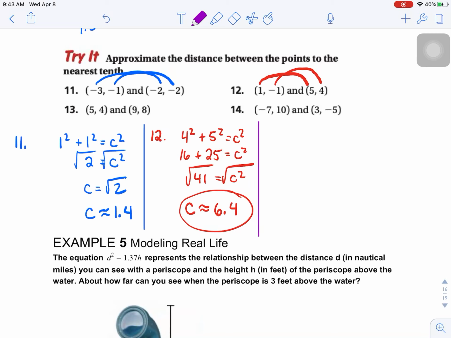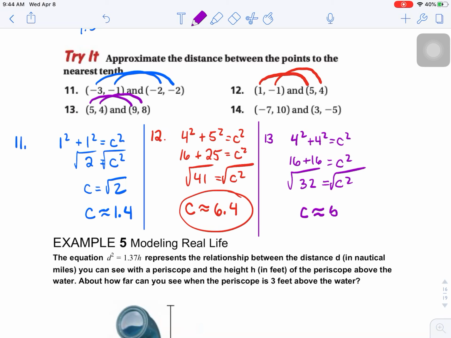Number 13. The distance between 5 and 9 is 4. The distance between 4 and 8 is 4. So 16 plus 16 would equal 32. This would be between the square root of 25 and the square root of 36, so somewhere between 5 and 6. It's a little bit closer to 6, and it ends up being 5.7.